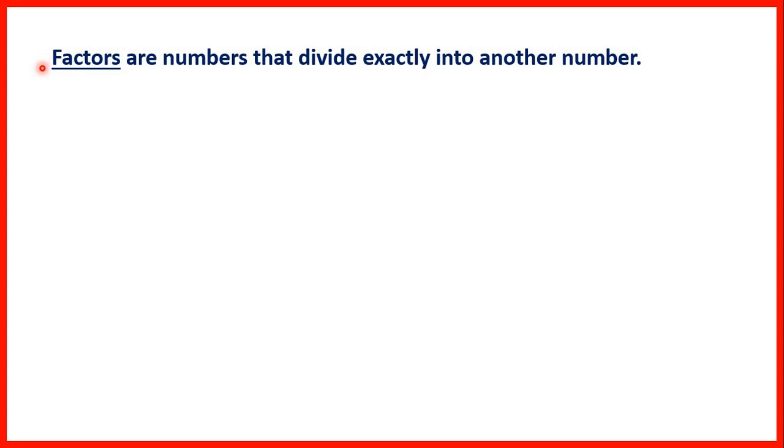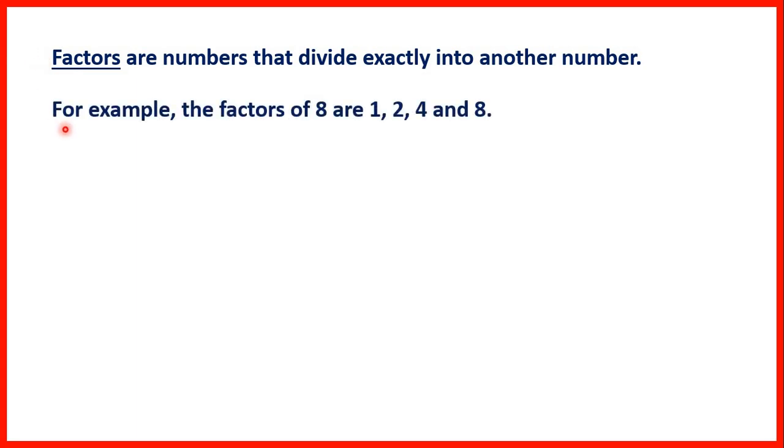Factors are numbers that divide exactly into another number. For example, the factors of 8 are 1, 2, 4 and 8. That's because we can divide 8 by 1 to get 8 with no remainder.